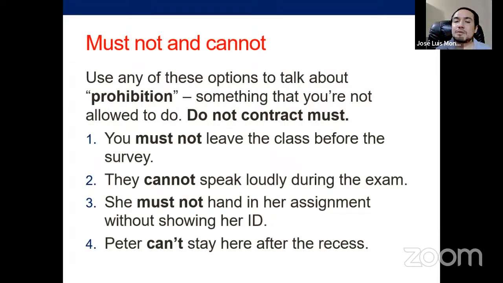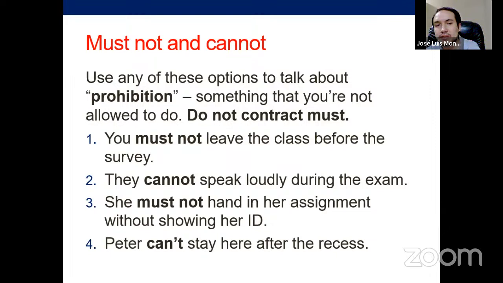You must not leave the class before the survey. They cannot speak loudly during the exam. She must not hand in her assignment without showing her ID. And Peter can't stay here after the recess. So here I think it's clear. Remember, prohibition is something that you cannot do, that you must not do.